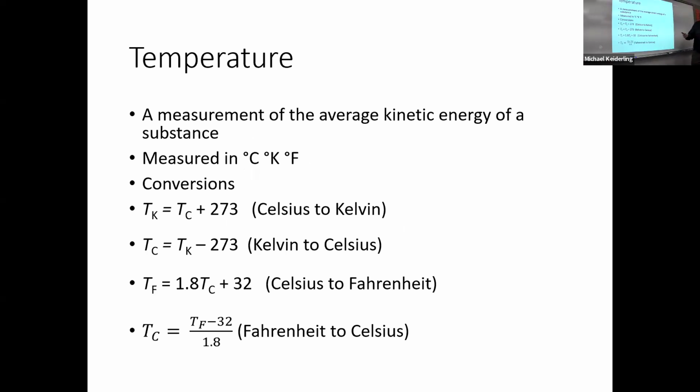Here are the conversions. To go from Kelvin to Celsius, you subtract 273. To go from Celsius to Kelvin, you add 273. 0 degrees Celsius is 273 Kelvin.